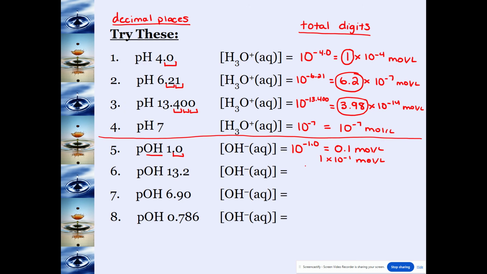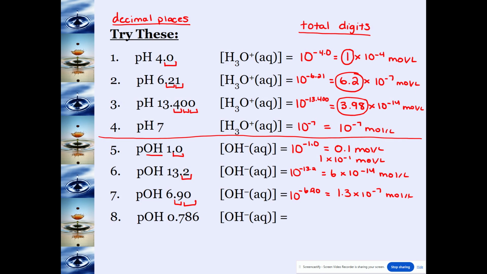Okay, the next one, we have 10 to the exponent negative 13.2. I have one decimal place, so I can have one total digit. That would be 6 times 10 to the negative 14 moles per liter. Next would be 10 to the exponent negative 6.90. Again, two decimal places, so I can have two total digits. Two total digits would be 1.3 times 10 to the negative 7 moles per liter.